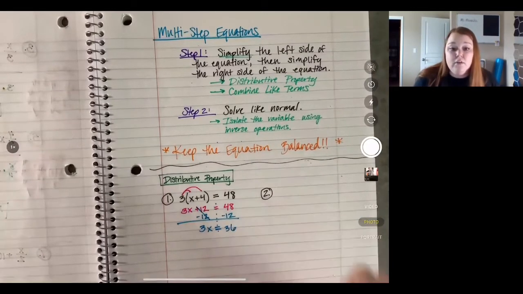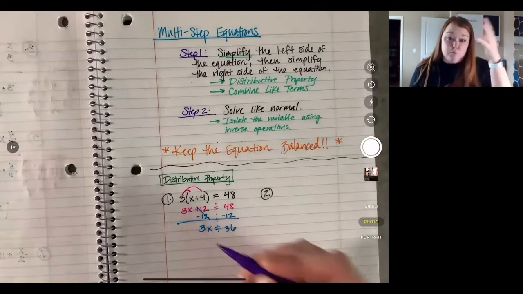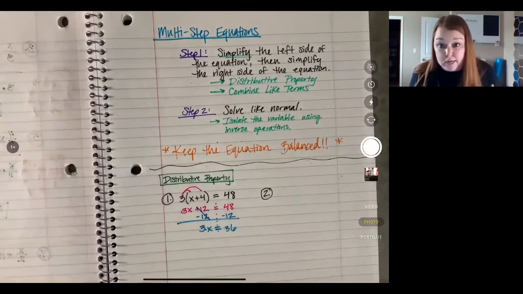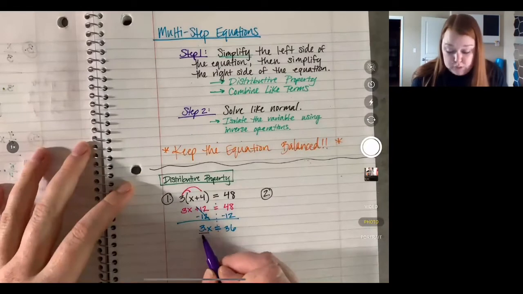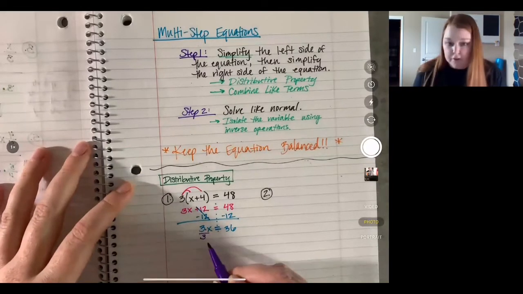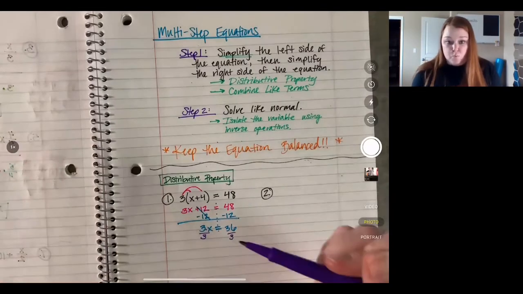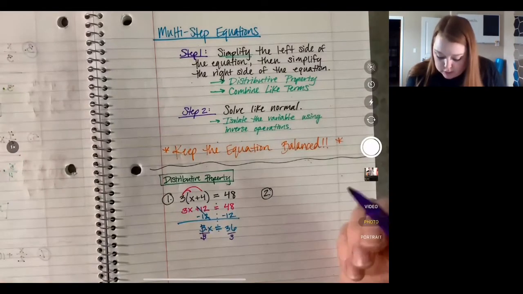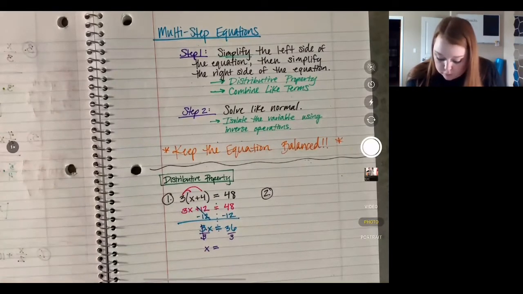Am I done? No. X is not isolated. It's got that 3 in front of it, which means it's 3 times x. Since x is multiplying by 3, how do I cancel that out? I divide by 3. Whatever I do on one side, I have to do to the other. 3 divided by 3 cancels to 1, and 1 times x is just x. 36 divided by 3 is 12.